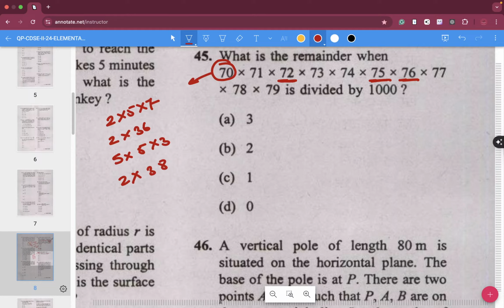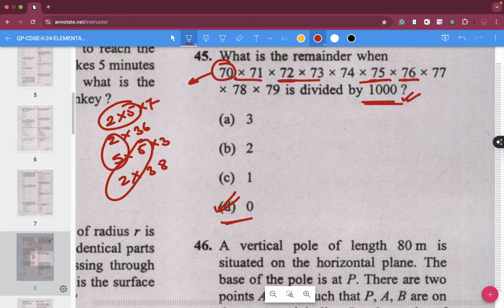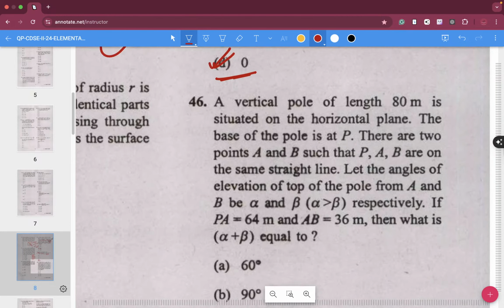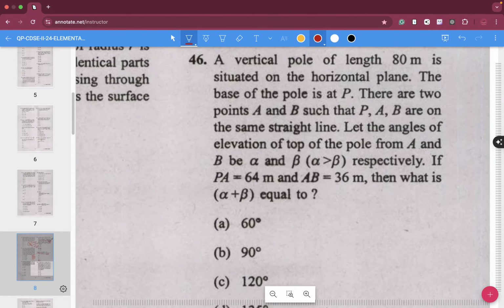So this gives 5 into 2, 10. Obviously, what does it mean? That this entire number is eventually completely divisible by 1000. If it is completely divided by 1000, then obviously your remainder is 0. The remainder is 0. All right, let's move on to question number 46.